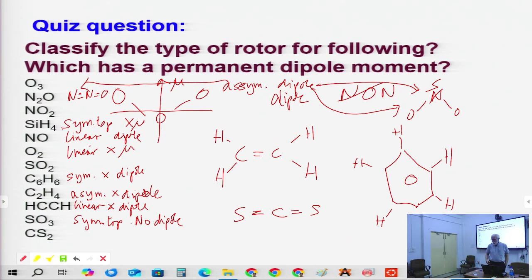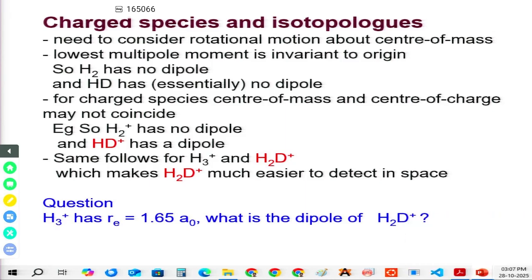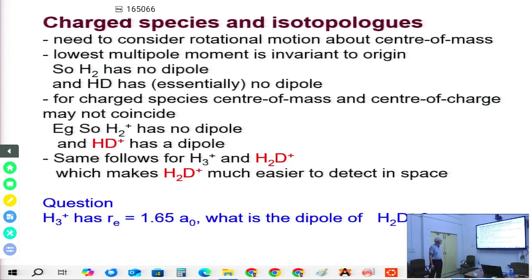Right. I'm going to go through what the rotational spectra of each of these look like, but first I'm going to do a little bit more on the properties. So, two side issues. The second one is a bit of a niche thing, but happens to be rather important for astronomy. The first is general.